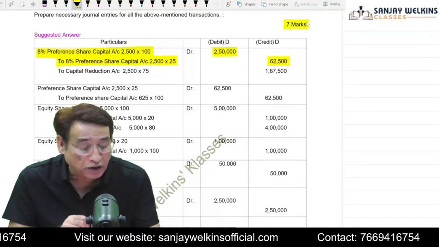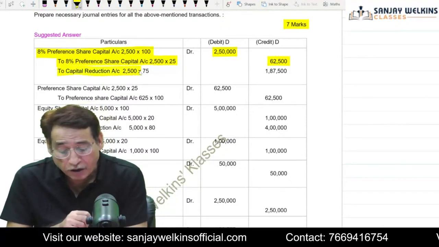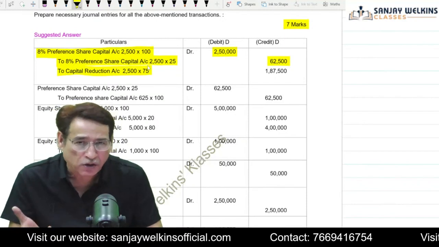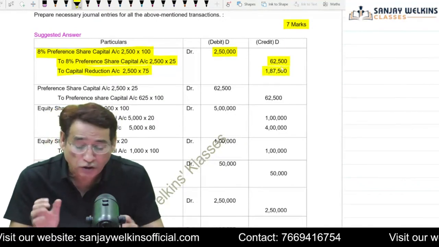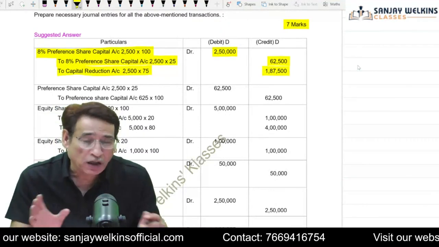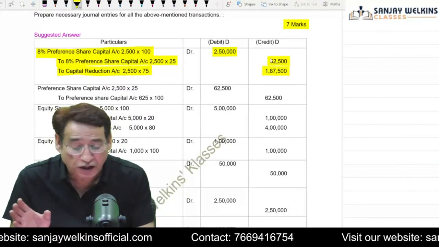This question came in the examination for 7 marks. Correct? And then I will write here capital reduction account. You can use the word reconstruction account. Correct? 2,500 into 75. This will be your gain. So your gain is equal to 1,87,500. And now your present preference share capital is this much.